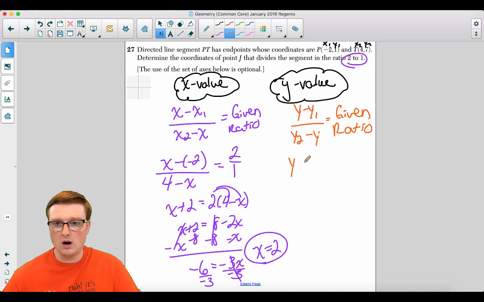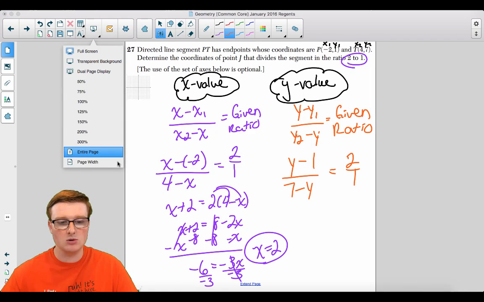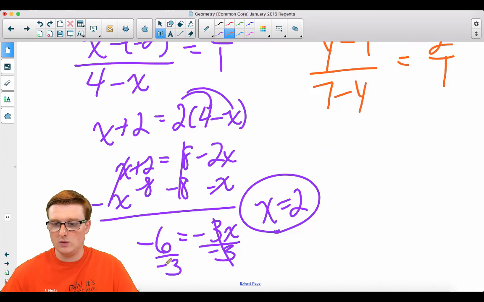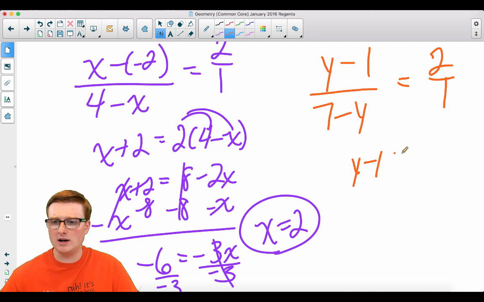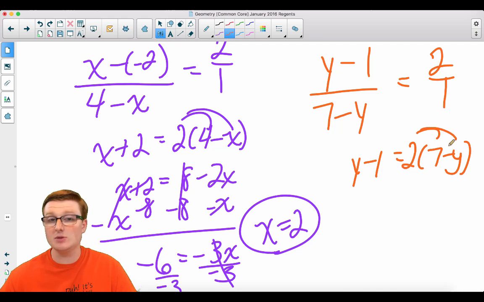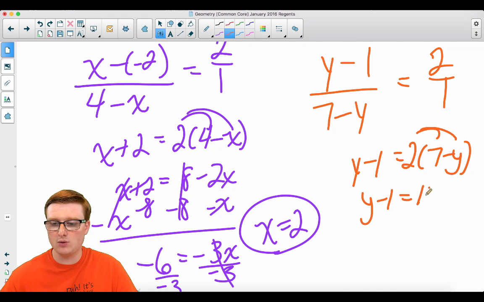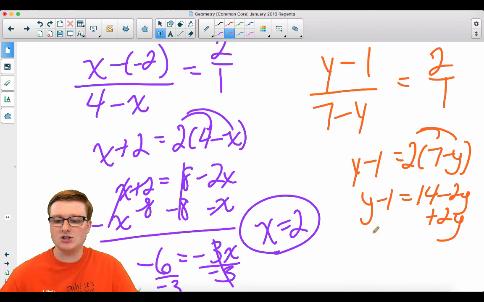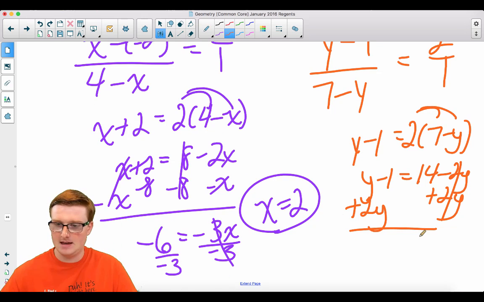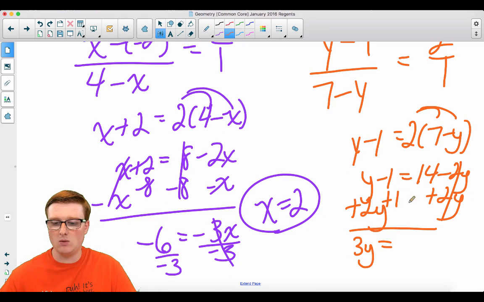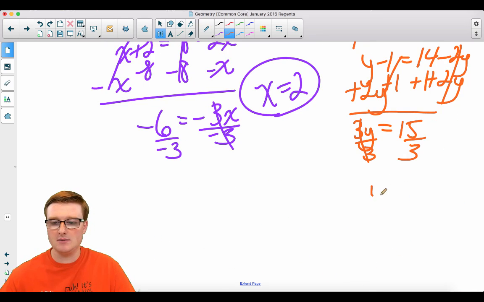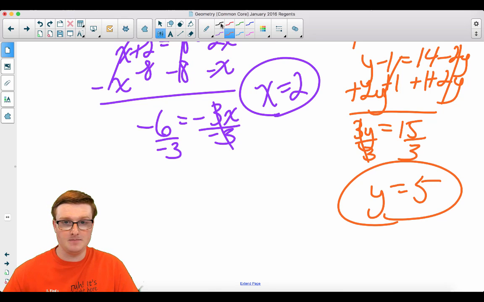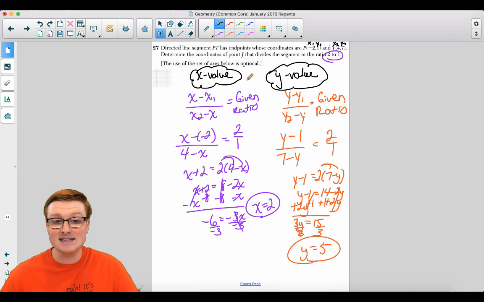The y value is (y − 1) over (7 − y) is equal to the given ratio of 2 over 1. Once again, it's the same process. We're just going to cross multiply. So we get y − 1 is equal to 2 times (7 − y). Distribute that 2. We get y − 1 is equal to 14 − 2y. I'm going to add that 2y on both sides. I then get 3y is equal to, I'm going to add that 1 as well, 15. And then last but not least, we divide by 3, and we get y is equal to 5.